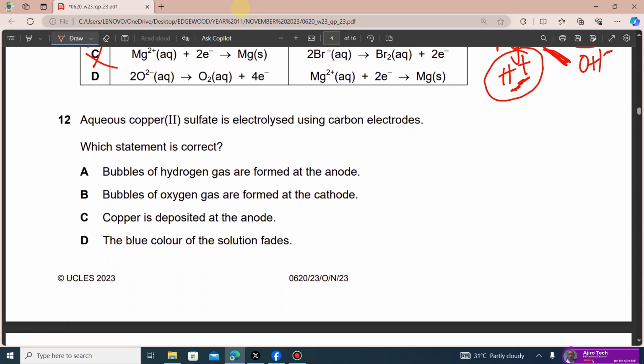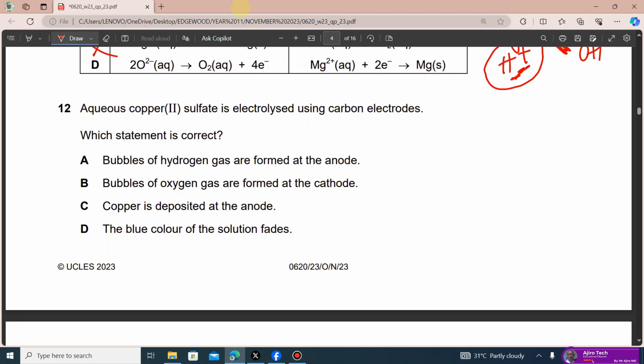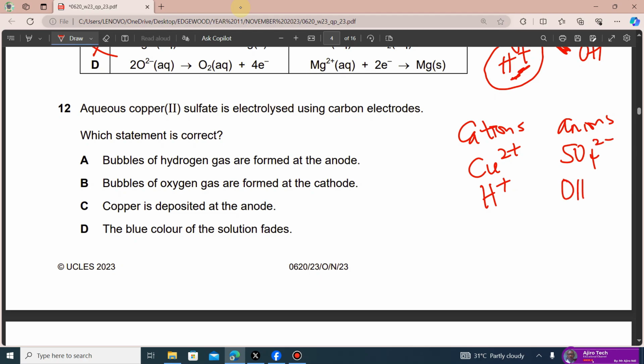Now, question 12. Aqueous copper 2 sulfate is electrolyzed using carbon electrodes. Which statement is correct? Bubbles of hydrogen gas are formed at the anode. Let's look at the ions, cations and anions, once again. So the cations in aqueous copper 2 sulfate are copper 2+ and hydrogen ion. And for the anions, there's the sulfate ion and the hydroxide ion.